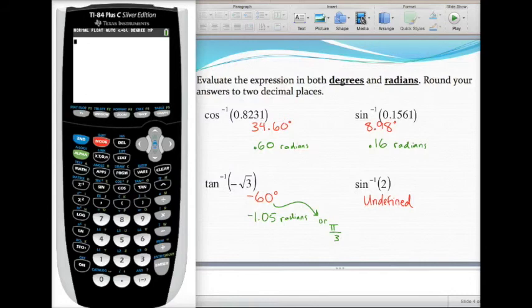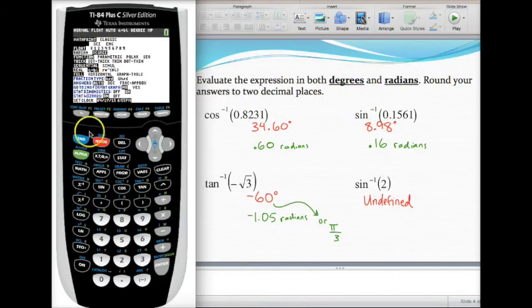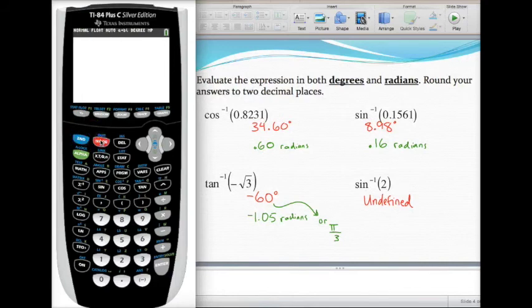Evaluating inverse trig functions on a calculator is very easy to do. I want to do these problems both in degrees and radians. Right now my calculator is in degree mode. If you press mode, you can check what mode you're in. So we'll go ahead and do degree mode first.